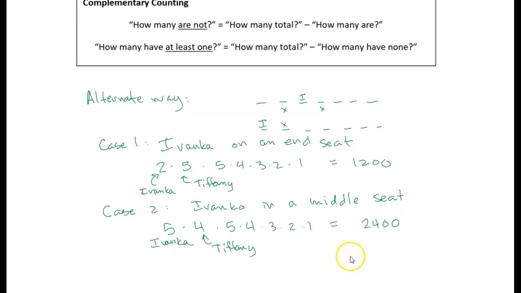All right. And now we have our 2 cases, Ivanka on the end, Ivanka in the middle. There's only those 2 possibilities. And so all we need to do now is add up all the number of ways. So we have 1,200 ways if Ivanka's on an end, and we would have 2,400 ways to seat them if Ivanka's in a middle seat. So that gives us 3,600 ways, which we like to see because it matches what we got before by doing complementary counting.